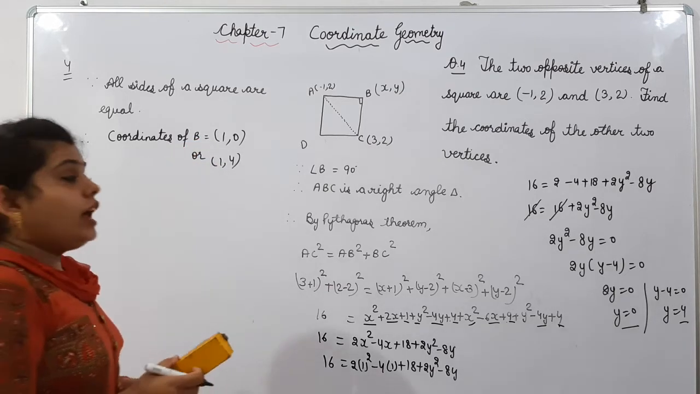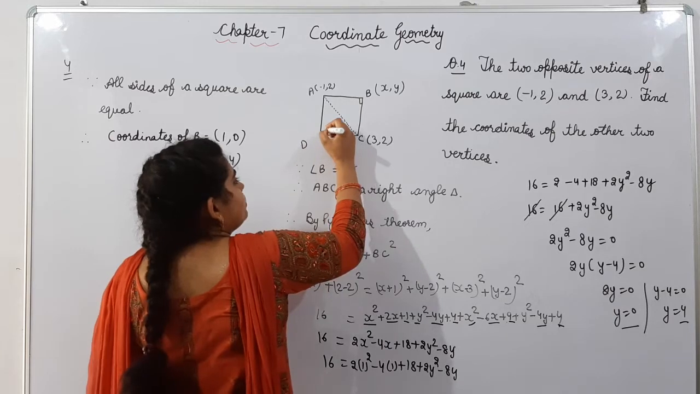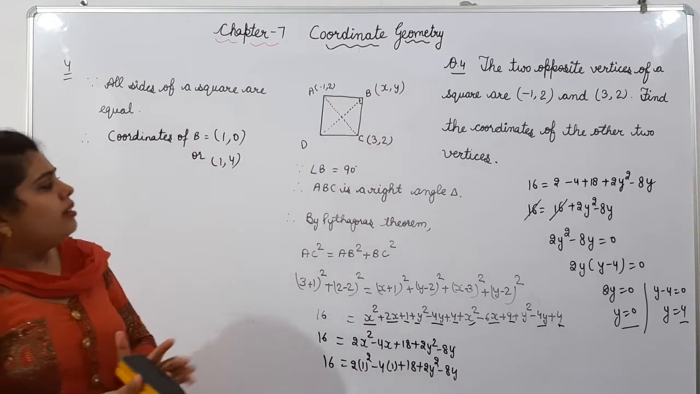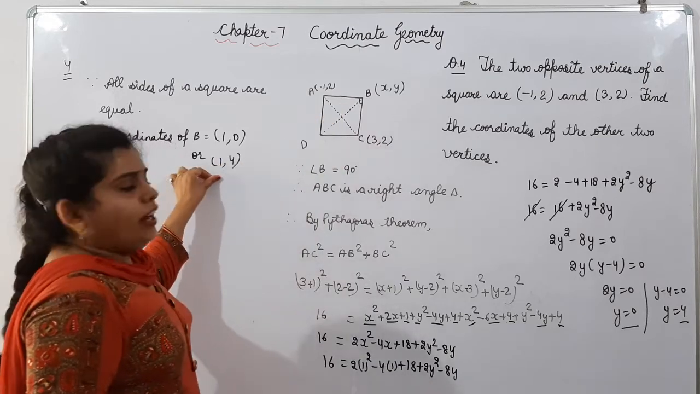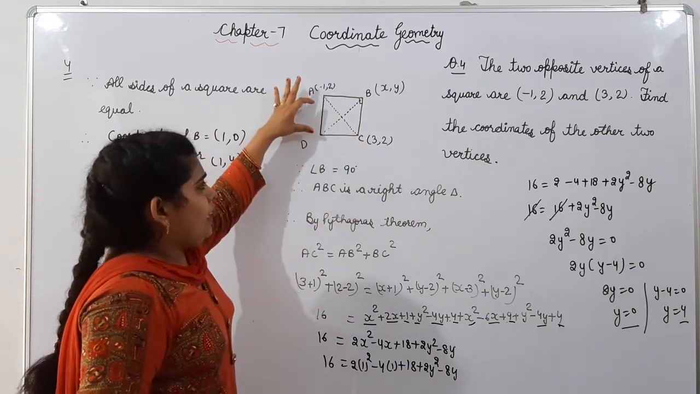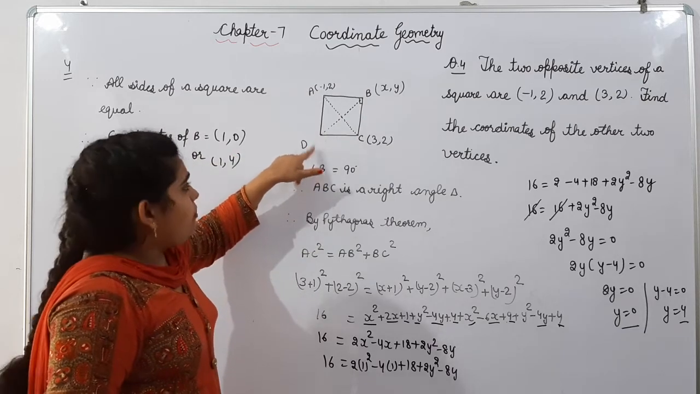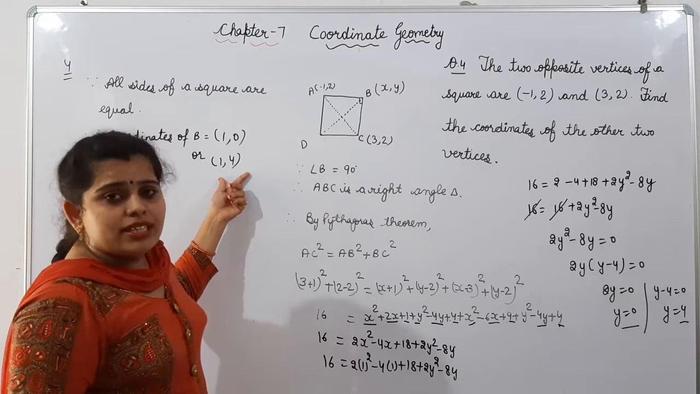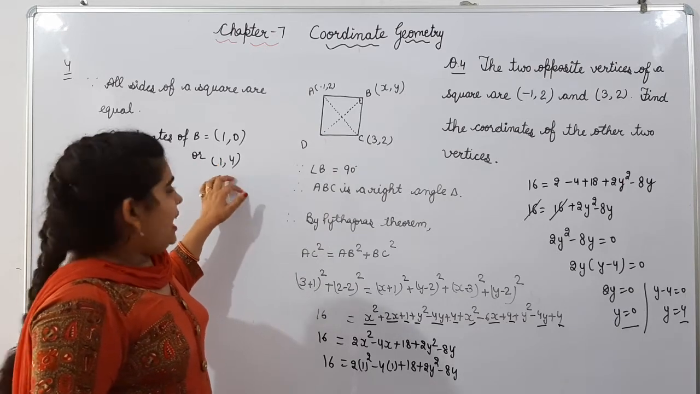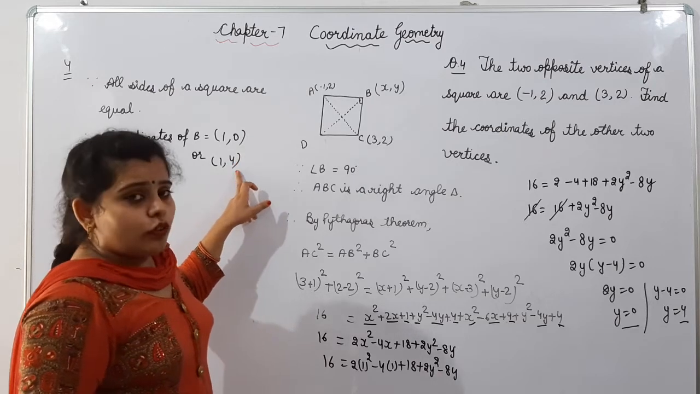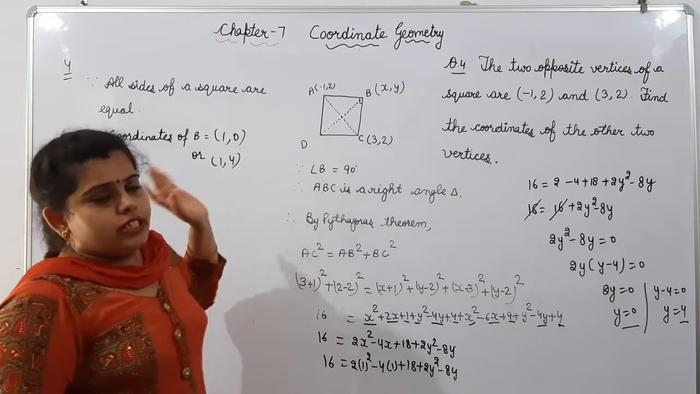Now we will find value for D. We can use midpoint formula here. I have done up to that point in previous video because all sides are same. If we are finding the coordinates of D by taking AD is equal to DC, then again we will get same answer. That's why I said that these are the coordinates of B and these are the coordinates of D. Okay, let's prove this thing.